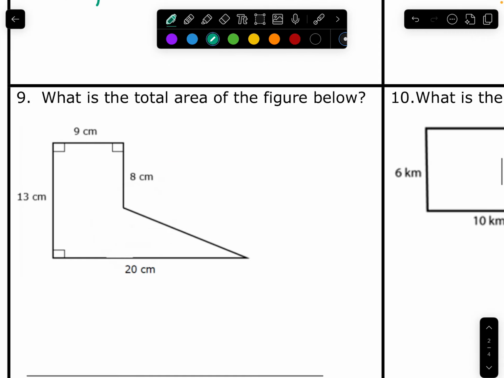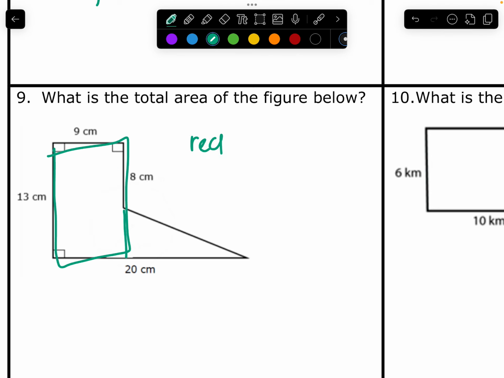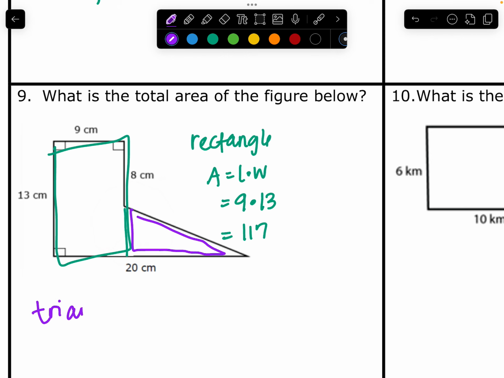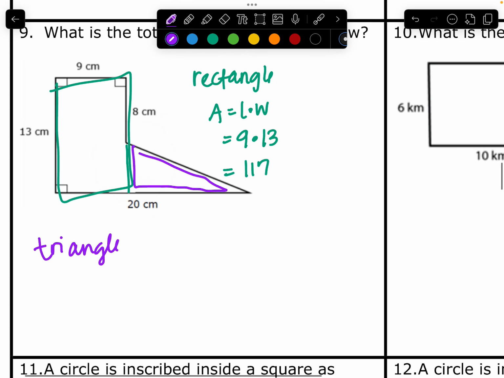Number 9, what is the total area of the figure below? I'm going to break this up into a triangle and a rectangle. So for the rectangle, area is length times width, which is going to give us 9 times 13. That's 117. For the triangle, area is 1/2 base times height.